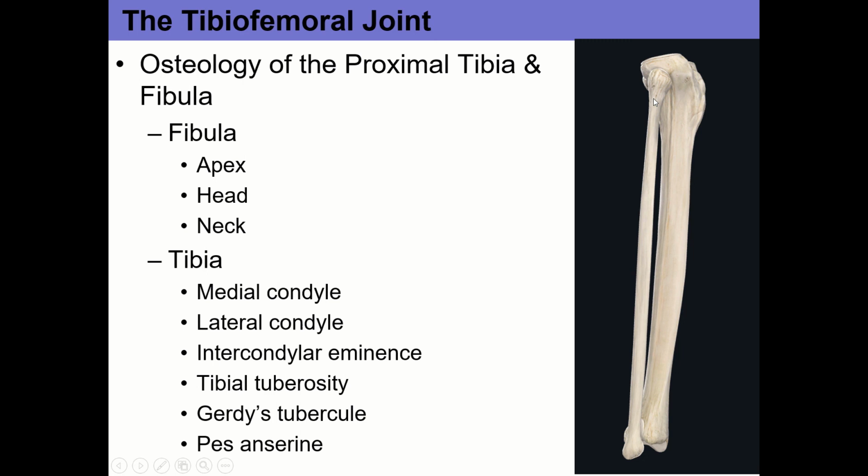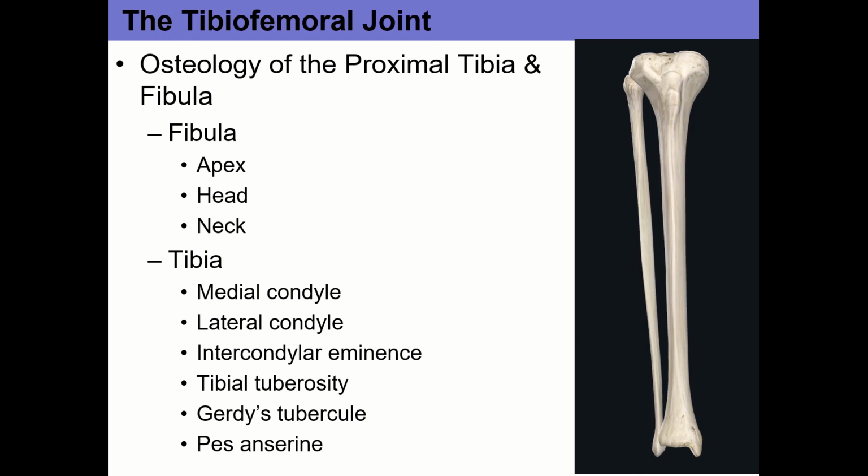So not a lot exciting going on at the fibula. For now, most of the biceps femoris inserts on the lateral aspect of the fibula. On the tibia, I got some more important stuff. So we'll go back to that anterior view. So the femur has condyles, and so does the tibia. So the medial condyle of the tibia is this medial articular surface here.